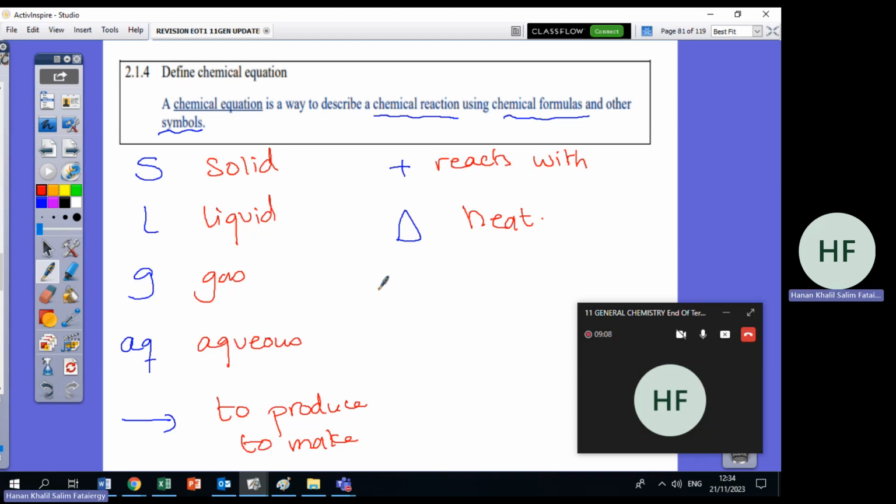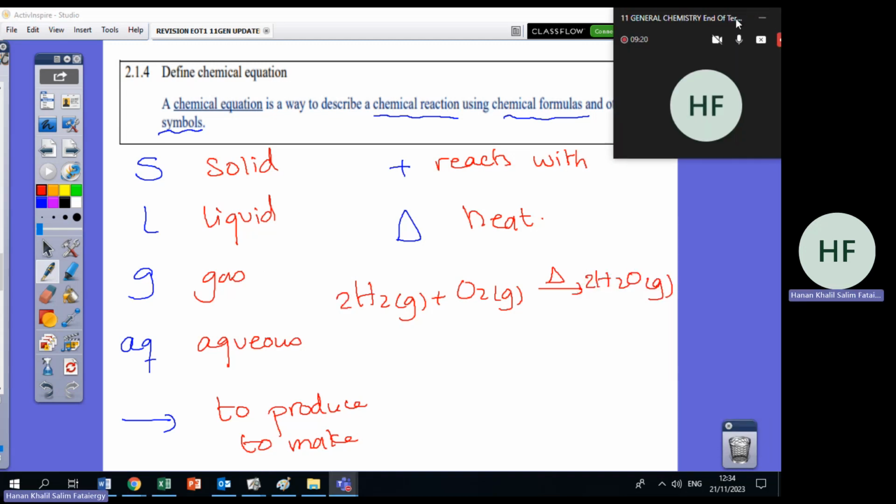Okay. Let me give you an example. How do we read this? H2 gas plus O2 gas will make H2O gas. And here I'll put 2. Now how do we read this equation? We read it as 2 moles H2 gas, 2 moles hydrogen gas. Now plus is reacts with.